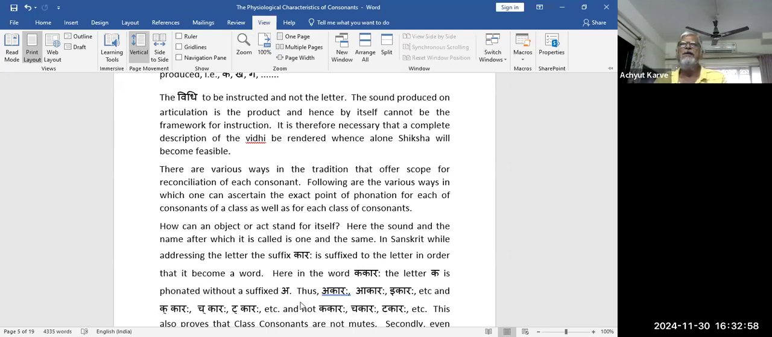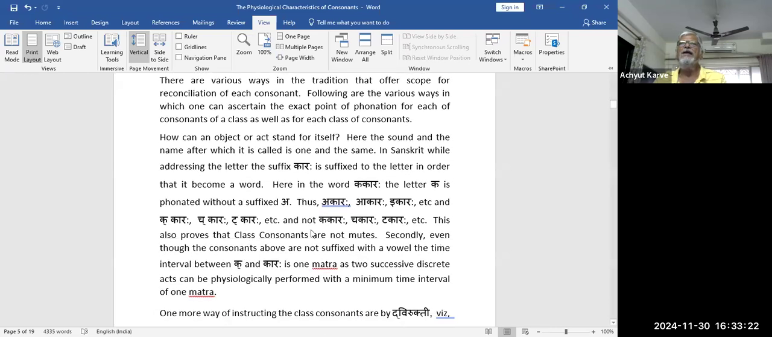Here, phonated without a suffixed a. Thus, akarah, here a is a vowel. Akarah, aakarah, ikarah, eekarah, etc. And kakarah, chakarah, takarah, and not kaakarah, chaakarah, and taakarah. This also proves that class consonants are not mutes.